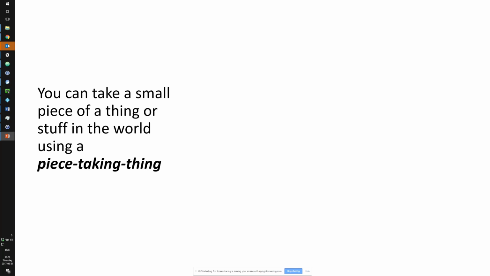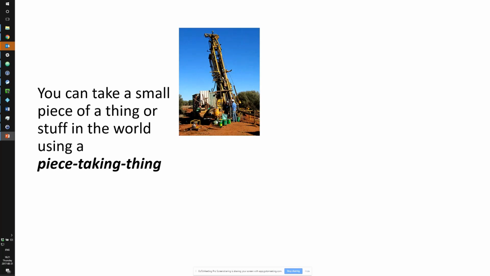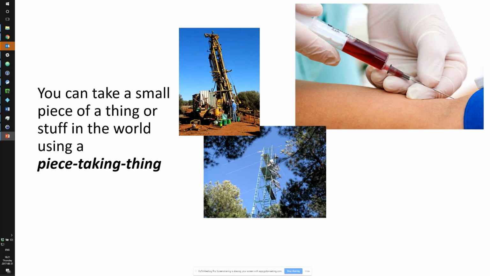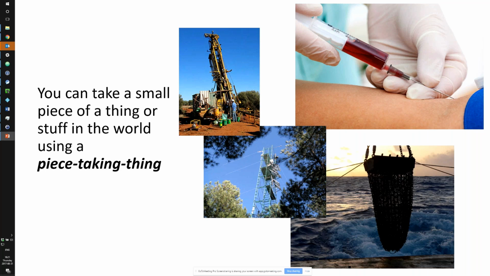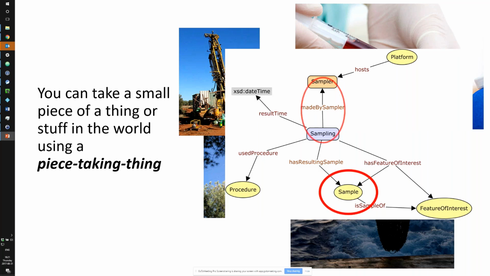In short words, you can take a small piece of a thing or stuff in the world using a piece-taking thing, which may take many forms, like these kinds of things. And the recent work in W3C has formalized the relationships of samples and acts of sampling and sampling devices or samplers as part of an ontology, the revision of the semantic sensor network ontology, about to become a W3C recommendation.